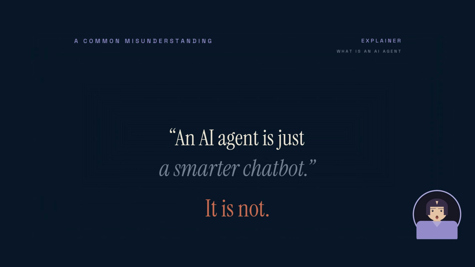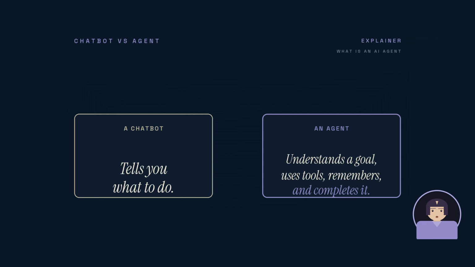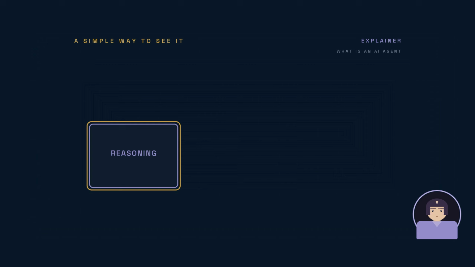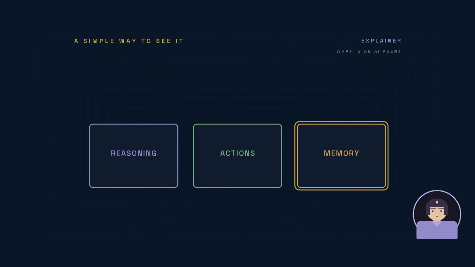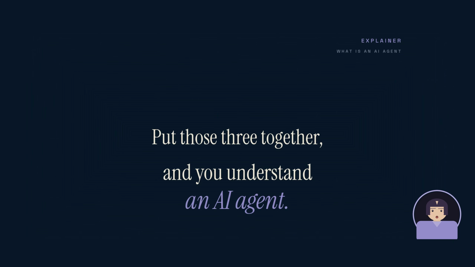Most people think an AI agent is just a smarter chatbot. It is not. A chatbot can tell you what to do. An agent can understand a goal, decide what to do next, use tools, remember useful information, and help complete the task. There is a simple way to understand it: reasoning, actions, memory. Put those three together, and you begin to understand an AI agent.